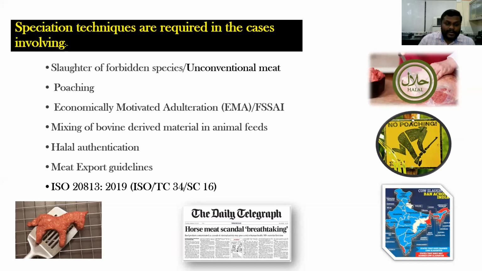Now, in India, we don't have any Indian standard or BIS standard for animal species identification. But in 2019, the ISO came up with a standard called ISO 20813, which is an excellent standard. After the release of this standard, a laboratory can easily implement any of these analytical methods to produce a legally acceptable animal species identification report for regulatory bodies.